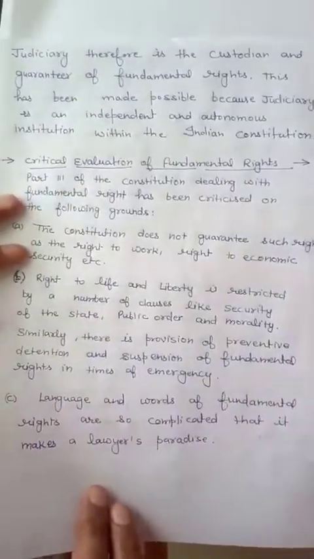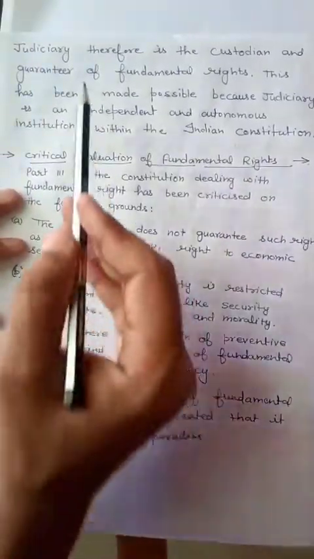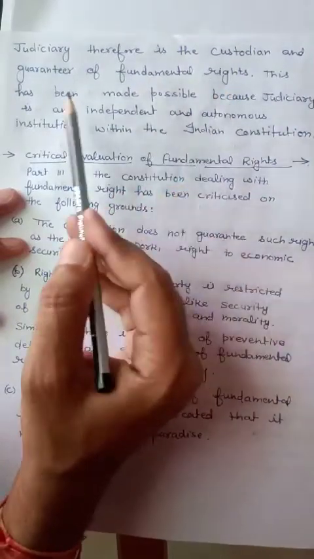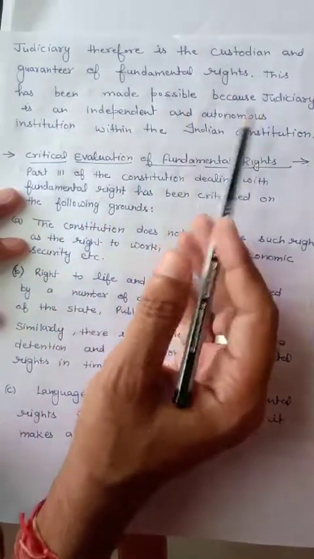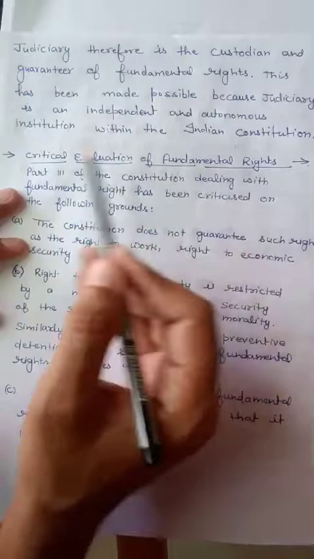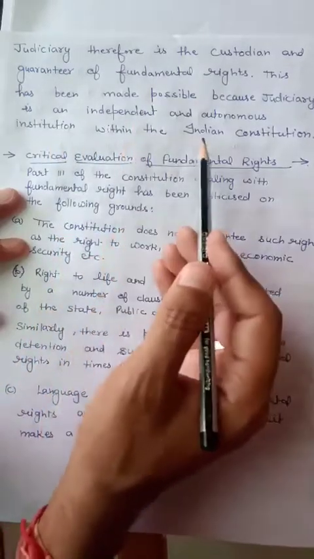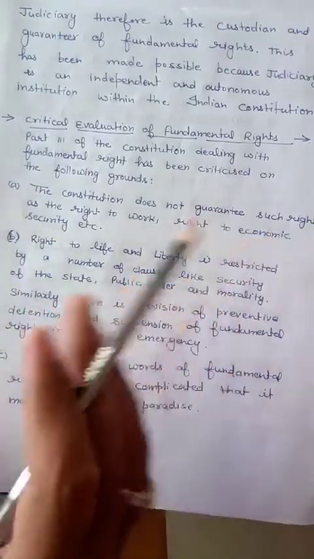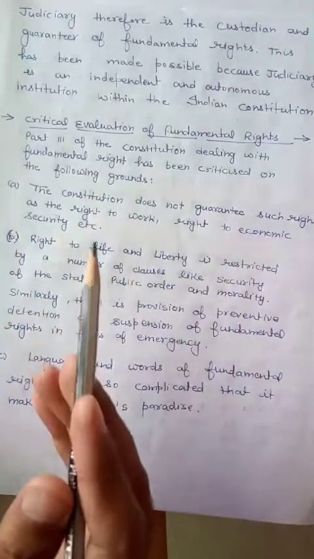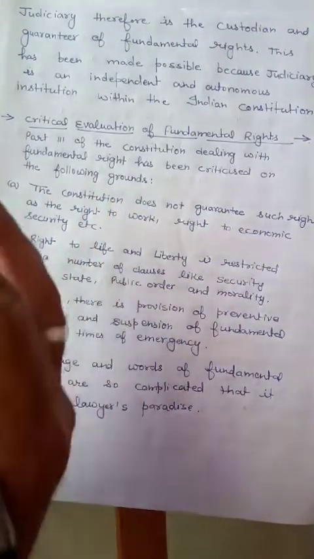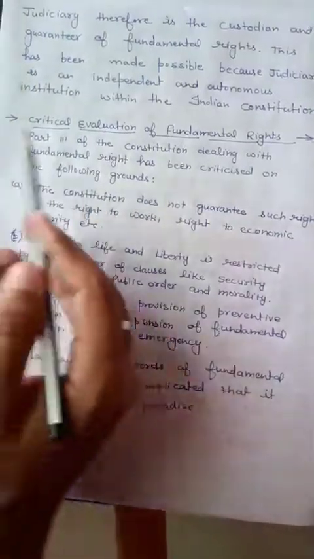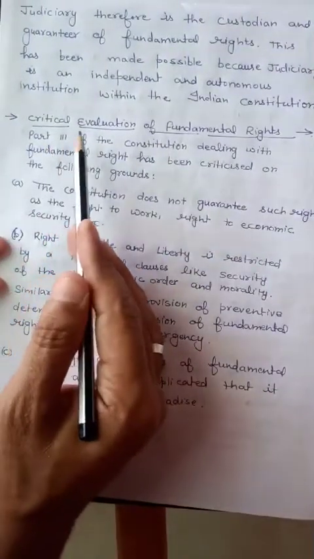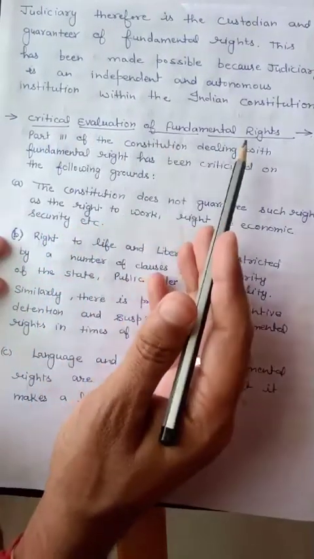Next, the judiciary therefore is the custodian and the guarantor of the fundamental rights. This has been made possible because the judiciary is an independent and autonomous institution within the Indian Constitution. We have three organs of the government which are working independently because there is a division of powers among the three organs of government. Next topic of this chapter is critical evaluation of the fundamental rights.